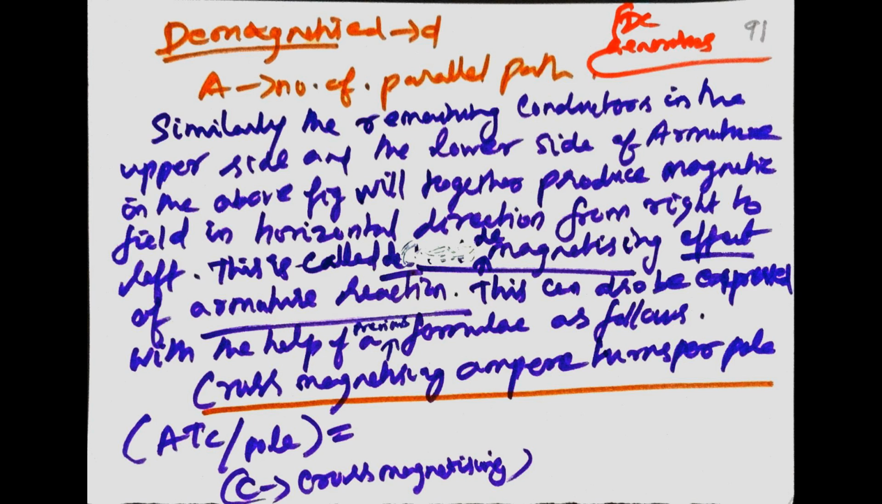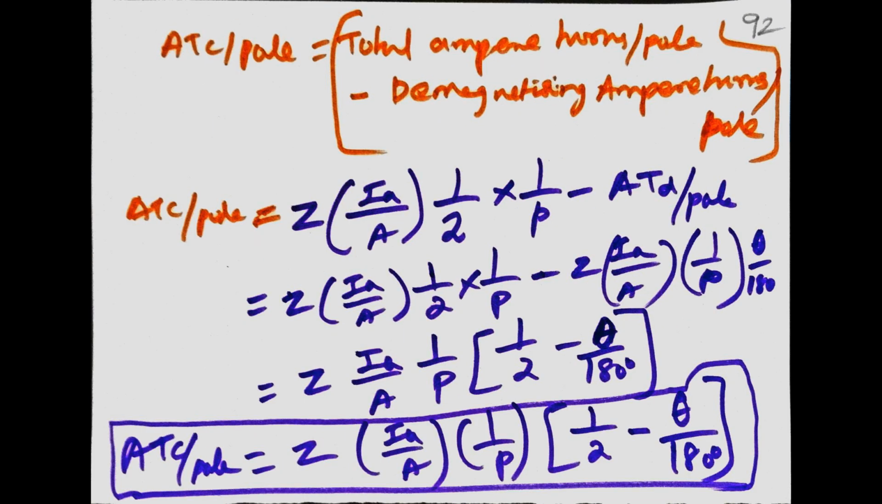This can also be expressed with the help of the main formula as follows. Cross magnetizing ampere turns per pole, that is ATC per pole, where C is cross magnetizing. ATC per pole is equal to total ampere turns per pole minus demagnetizing ampere turns per pole. Finally we find the equation: ATC per pole is equal to SZ (Ia divided by A) (1 divided by P) (1 divided by 2 minus theta divided by 180 degrees).